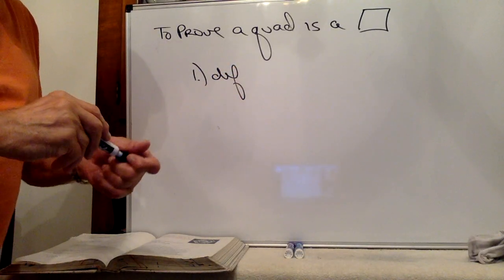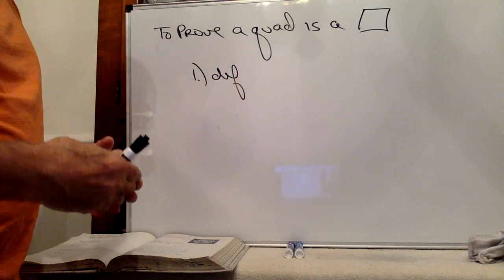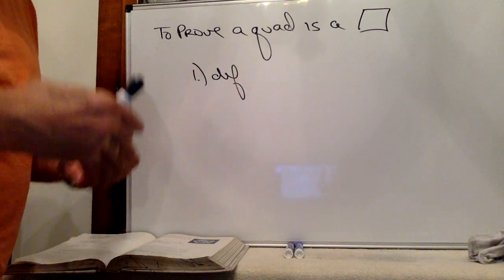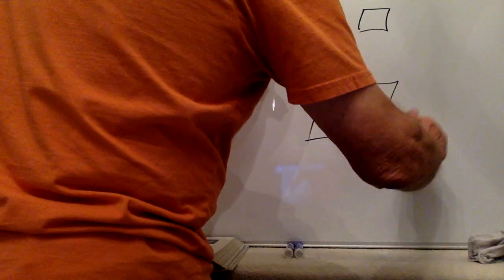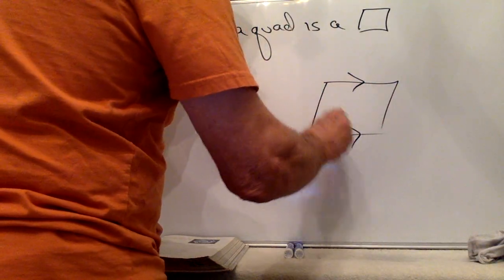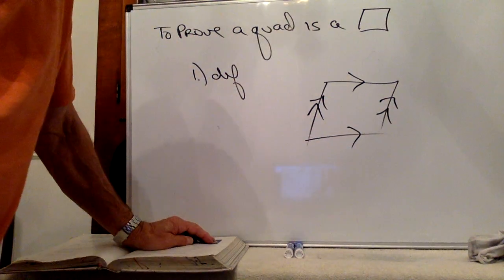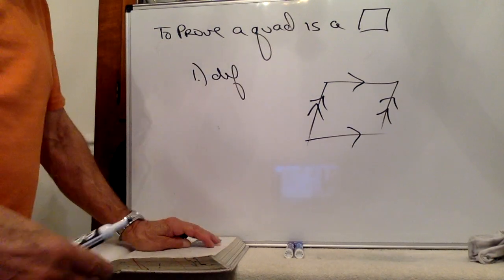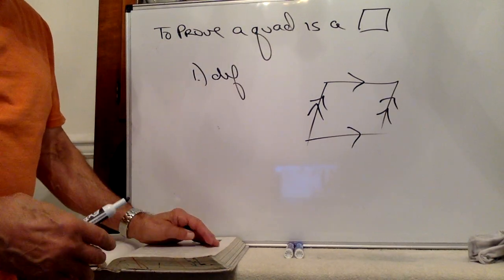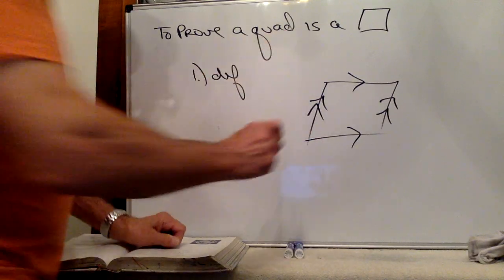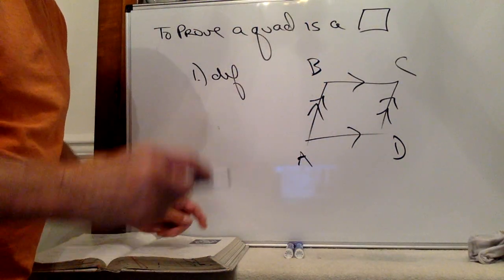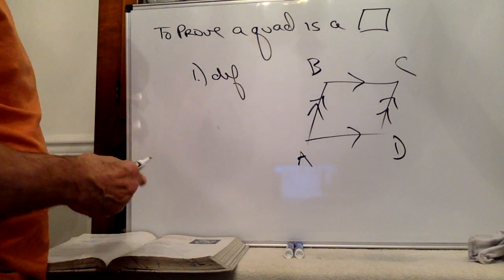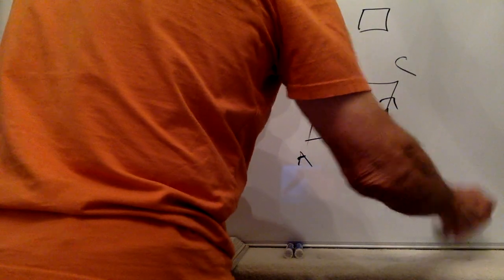The first one is easy, the definition. The definition of a parallelogram was a quadrilateral with both sets of opposite sides parallel. So somehow, if you can get into a quadrilateral and show that these two sides and these two sides are parallel, you have both sets of opposite sides parallel, you have satisfied the definition of parallelogram, and you can say whatever this is, ABCD, ABCD is a parallelogram by definition. Okay? That's the easy one.